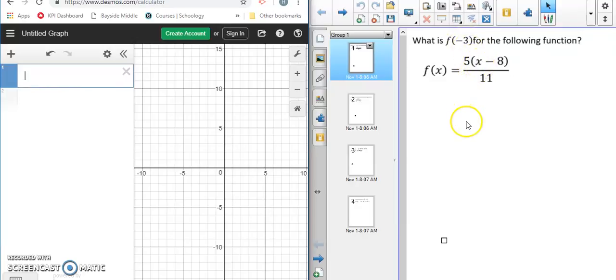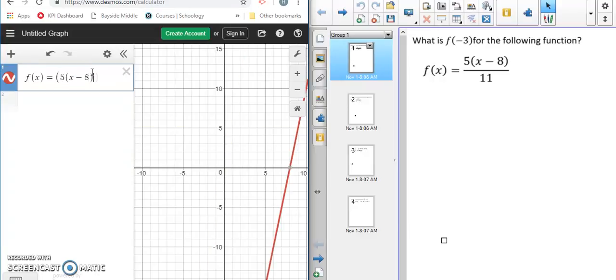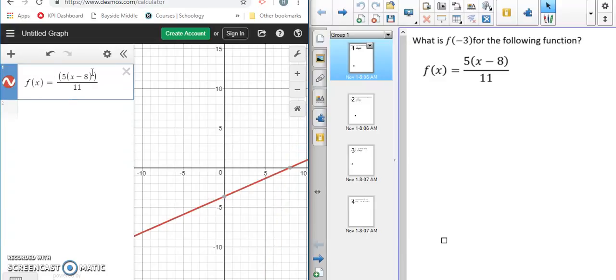So if I say what is f of x is equal to 5 times (x minus 8) over 11, what I'm going to do here is type in f of x just like it says there, and I'm going to say that's equal to, and I've got to open up a parenthesis, so 5, open up another parenthesis, x minus 8, close both of those, divide that whole entire thing by 11.